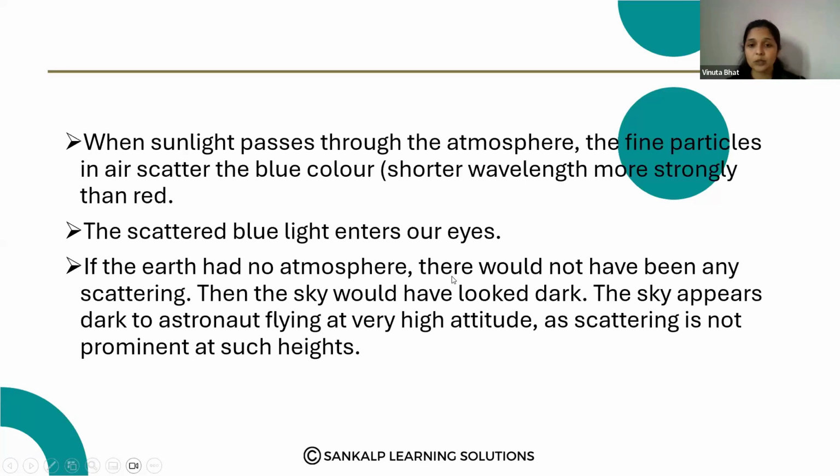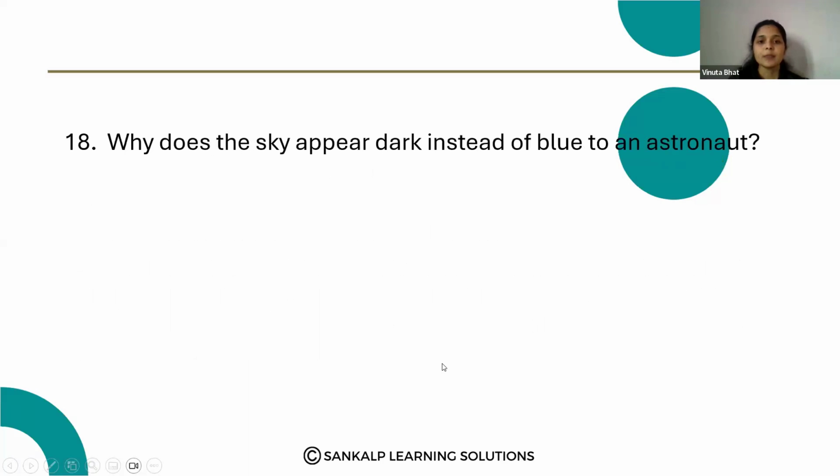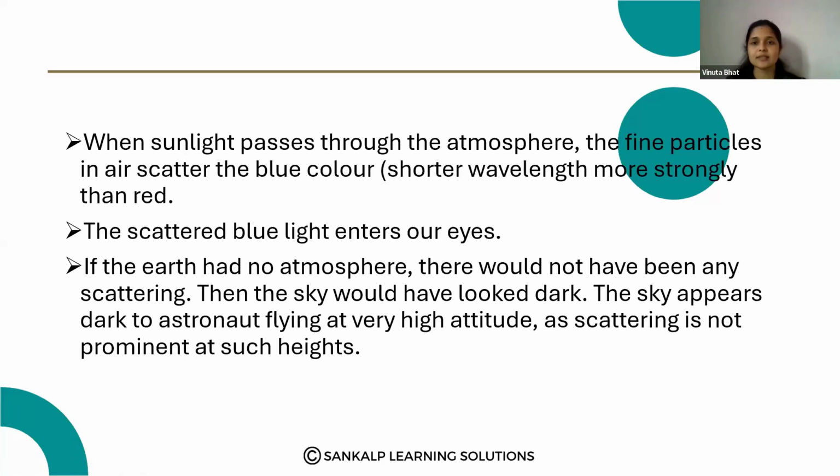If the earth had no atmosphere, there would not have been any scattering of light. So in space there is no atmosphere for the scattering of the light, so the sky appeared dark instead of blue to an astronaut. So like this you can write the answer for this question. So this is the detailed explanation for this question.